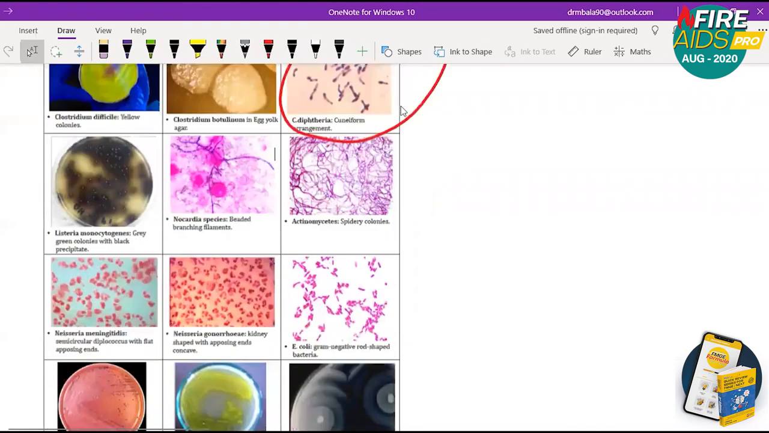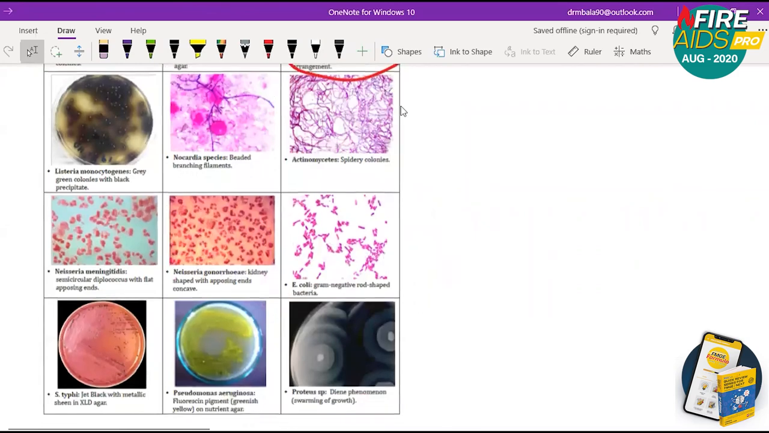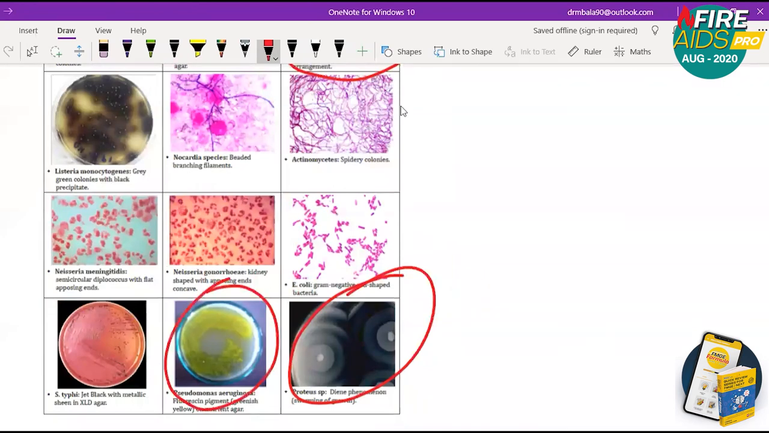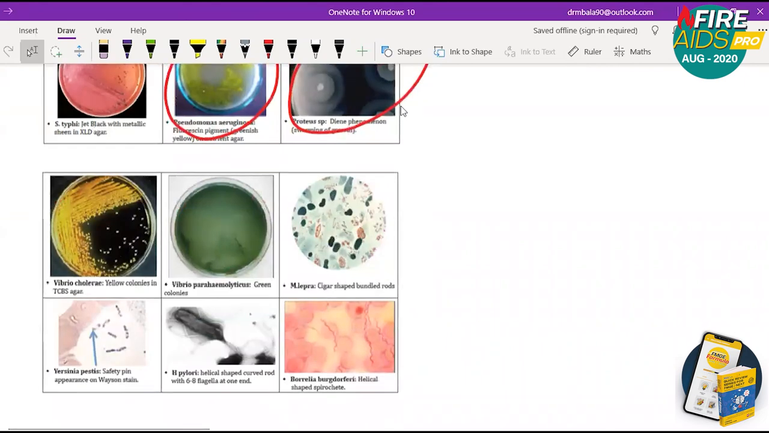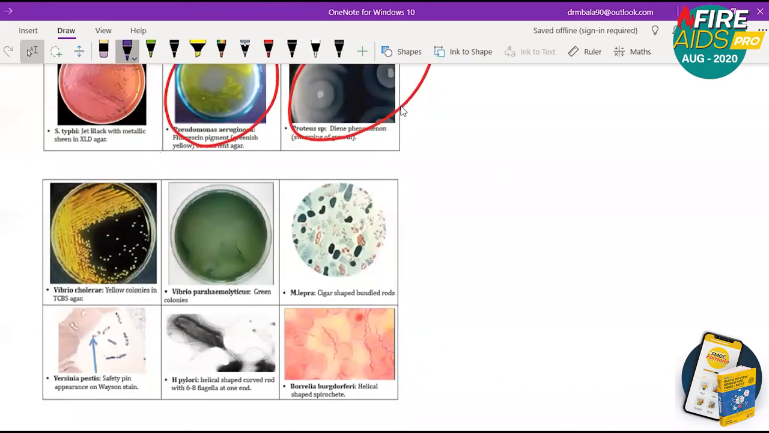Then the second important image that I want you to focus on is the Proteus dying phenomenon. This is the second important image-based one. The third important is Pseudomonas aeruginosa. The yellowish green color, that is Pseudomonas aeruginosa. The fourth important one is Borrelia burgdorferi. The fifth important one is Ascaris.